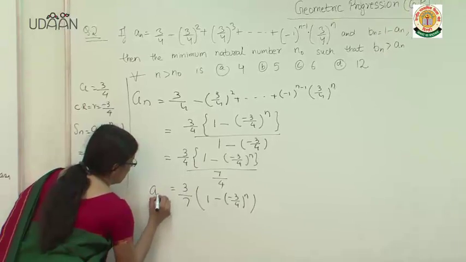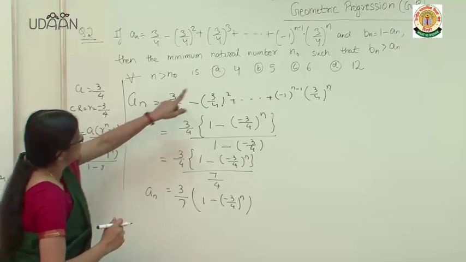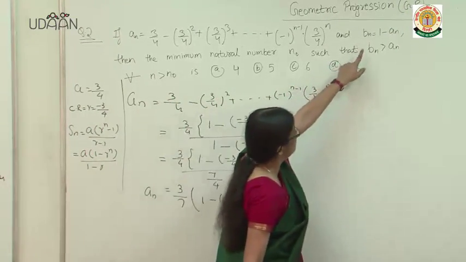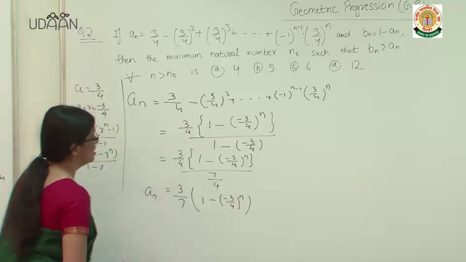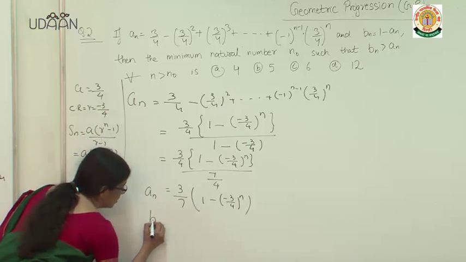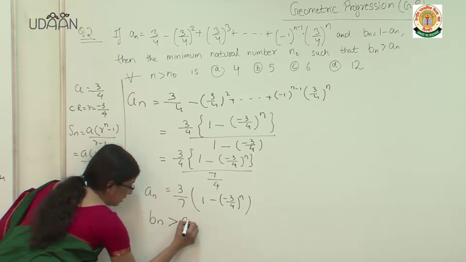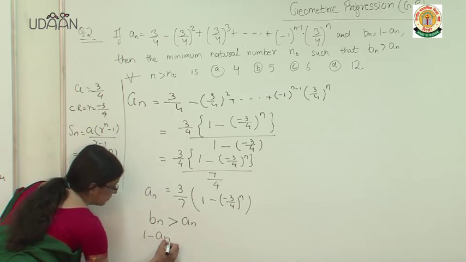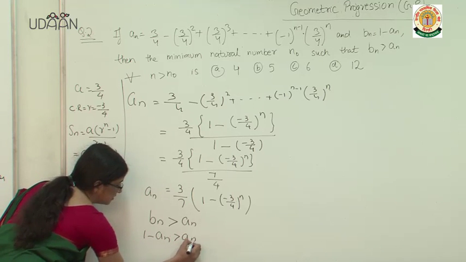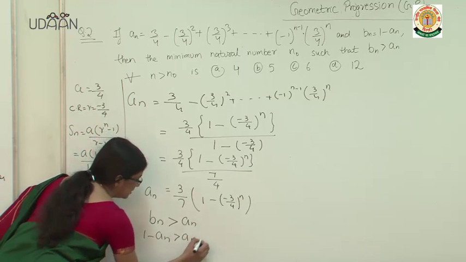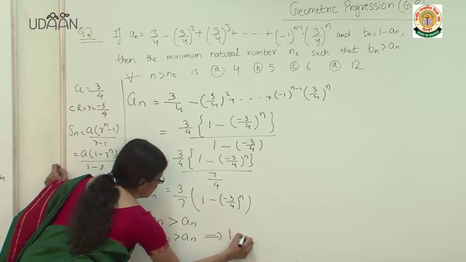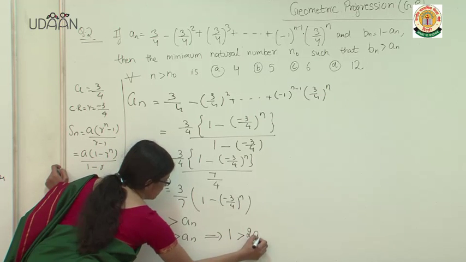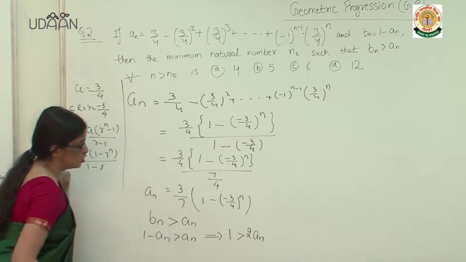This is our an. Second condition given, bn is 1 minus an and bn is greater than an. bn is given to be 1 minus an, greater than an. What does it imply? This implies 1 is greater than twice of an.